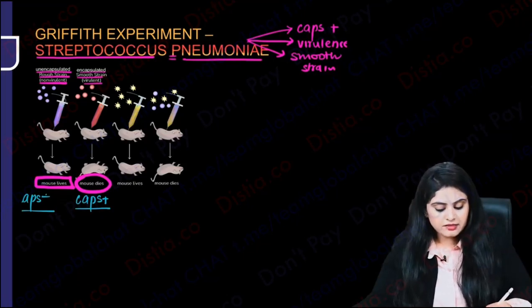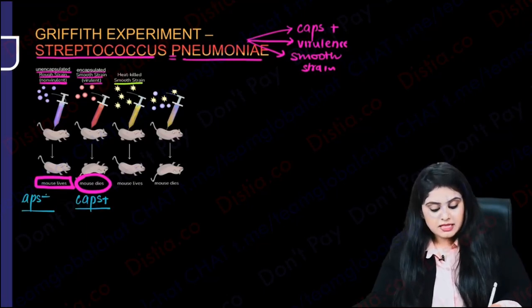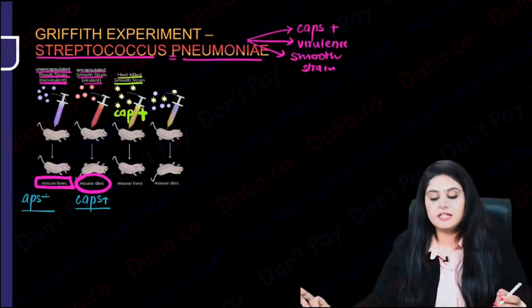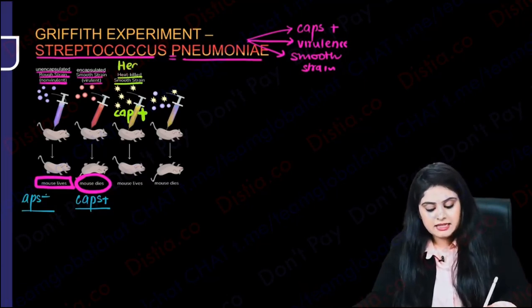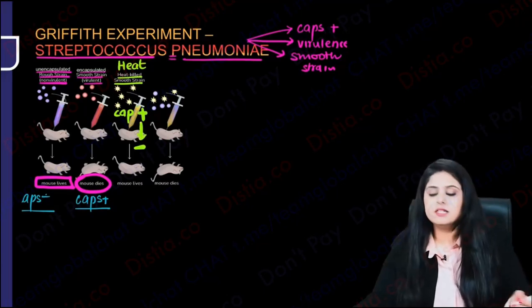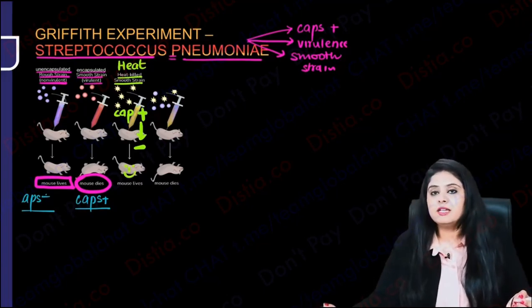Now what I do next is, I am taking the same smooth, meaning capsulated, strain, but I have heat killed it. So basically the capsule has been inactivated. I have applied heat and the capsule has been inactivated. You'll say, ma'am, once the capsule has been inactivated, this means the mouse is going to live. The mouse shall live because the capsule has been inactivated, fine.